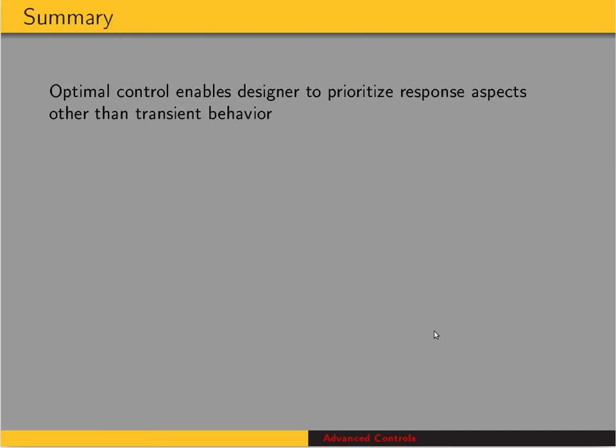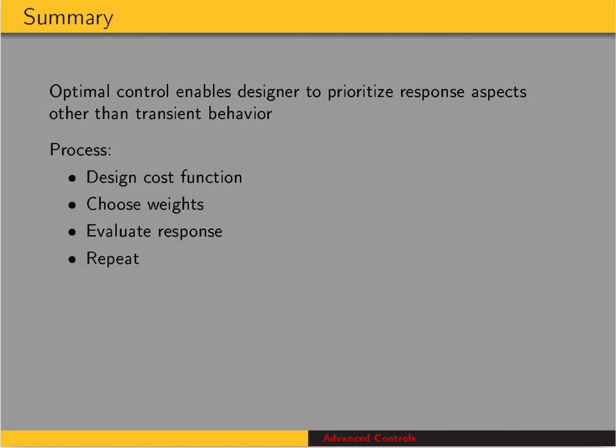Summarizing this video, we saw that optimal control enables the designer to prioritize response aspects other than the transient behavior. So we looked at an example of when we cared about the error velocity. We looked at examples where we cared about the input magnitude. In the last example, we cared about the energy stored in the spring, so the spring deflection. So optimal control enables the designer to prioritize behavior other than the transient response.